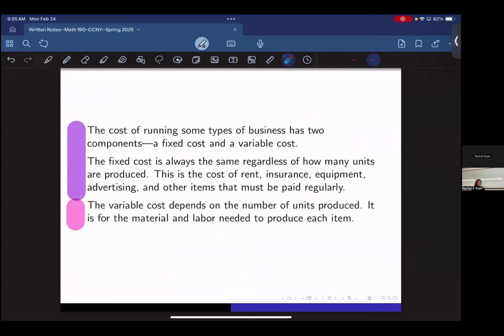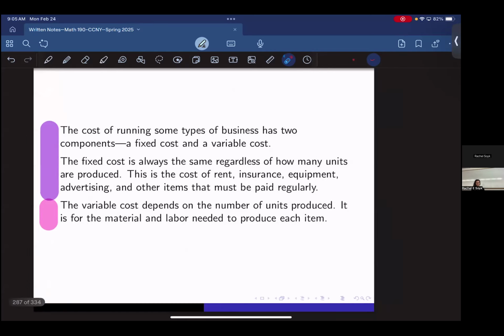Cost of running some types of business has two components, a fixed cost and a variable cost. The fixed cost is always the same regardless of how many units are produced. This is the cost of rent, insurance, equipment, advertising, and other items that must be paid regularly. The variable cost depends on the number of units produced. It is for the material and labor needed to produce each item.